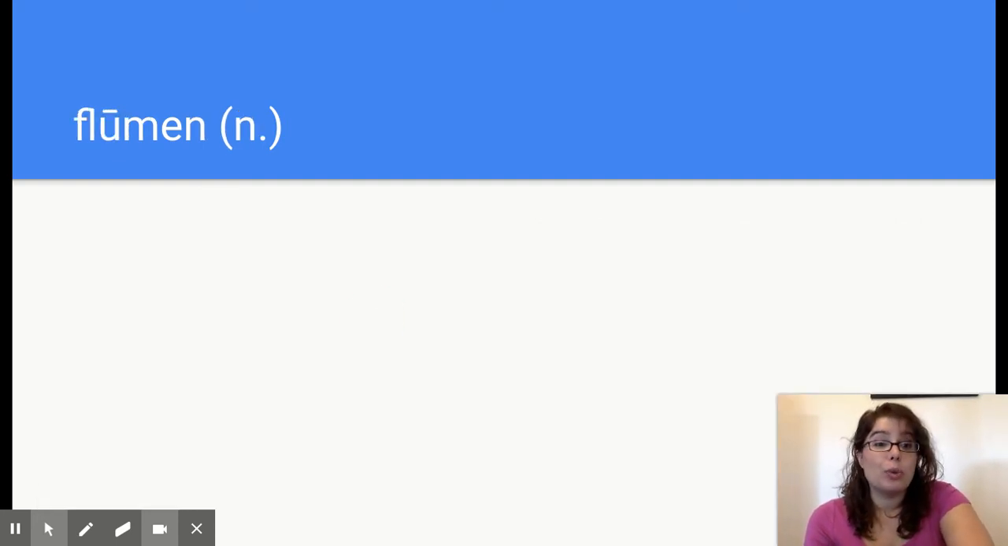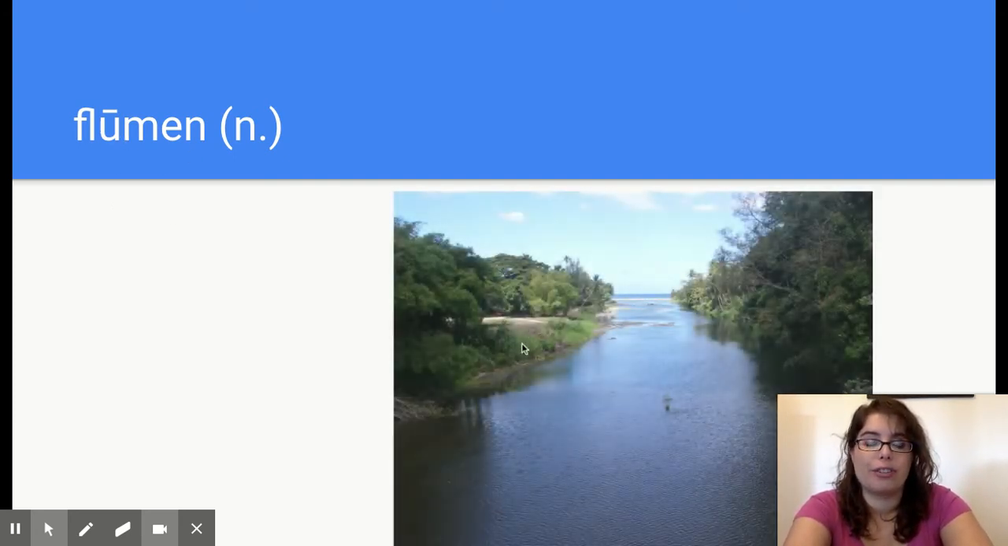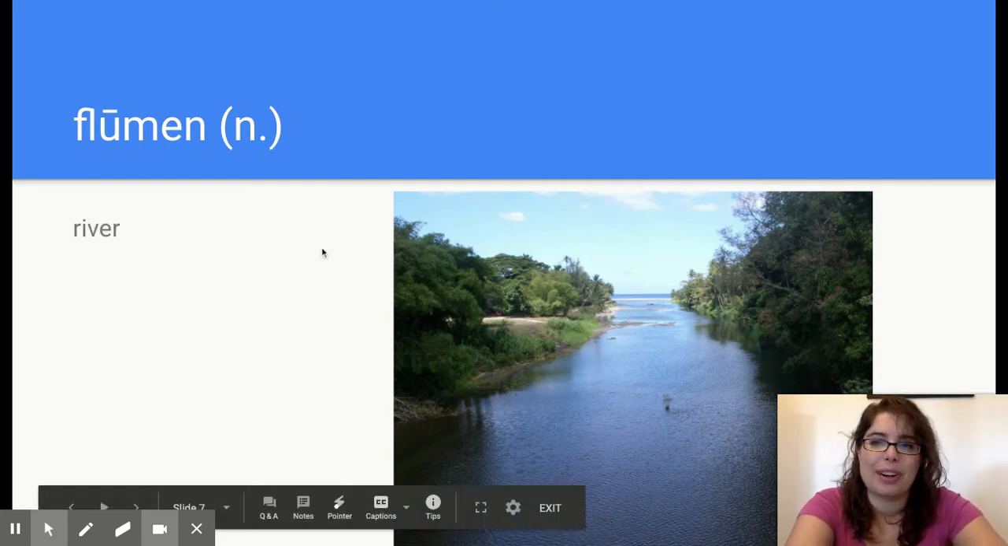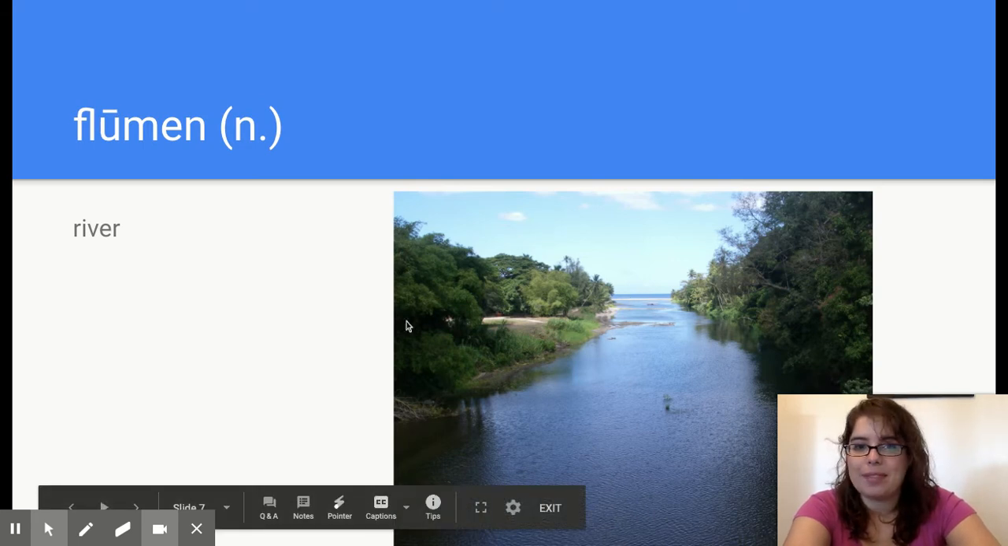Next, we have flumen. Flumen is a neuter noun. We started seeing neuter nouns with our food vocabulary, and so we've got a couple of them here. I think this is the main one we've got. So flumen is our Latin word for river. It is a neuter noun, and it is our word for a river.